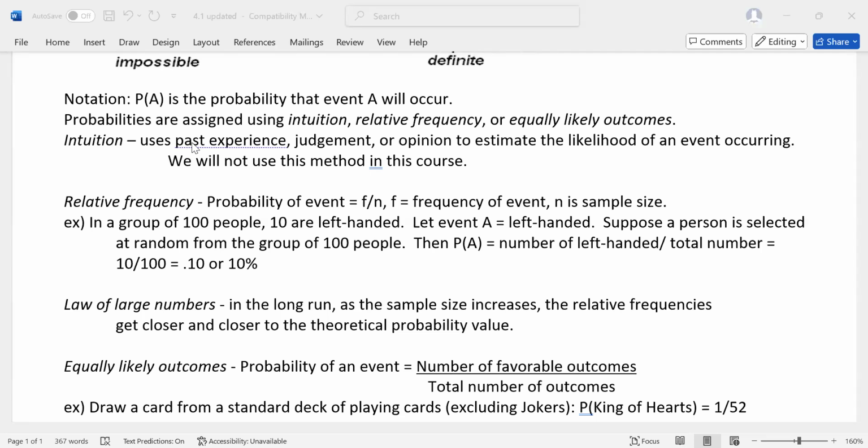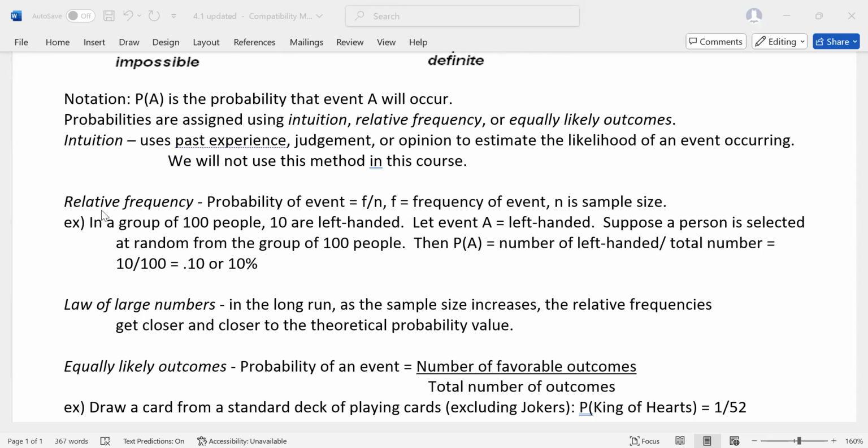So probabilities are assigned using intuition, relative frequency, or equally likely outcomes. Intuition uses past experience, judgment, or opinion to estimate the likelihood of an event occurring, which we're not going to use in this course.